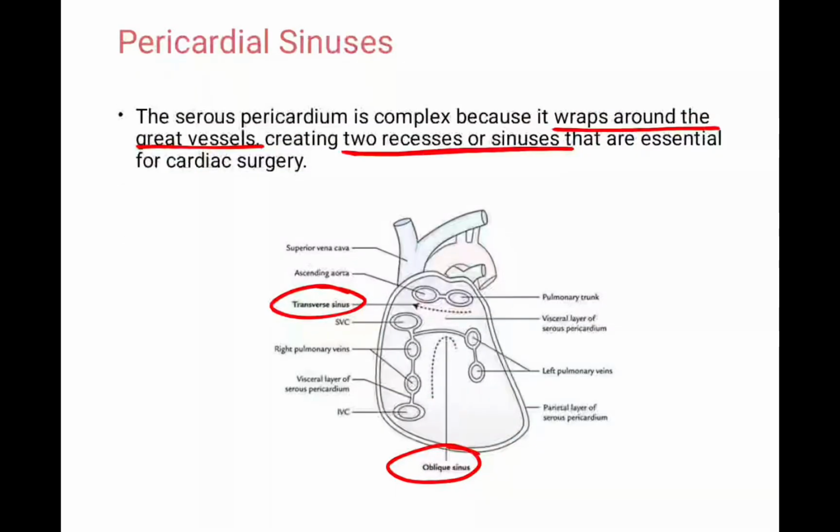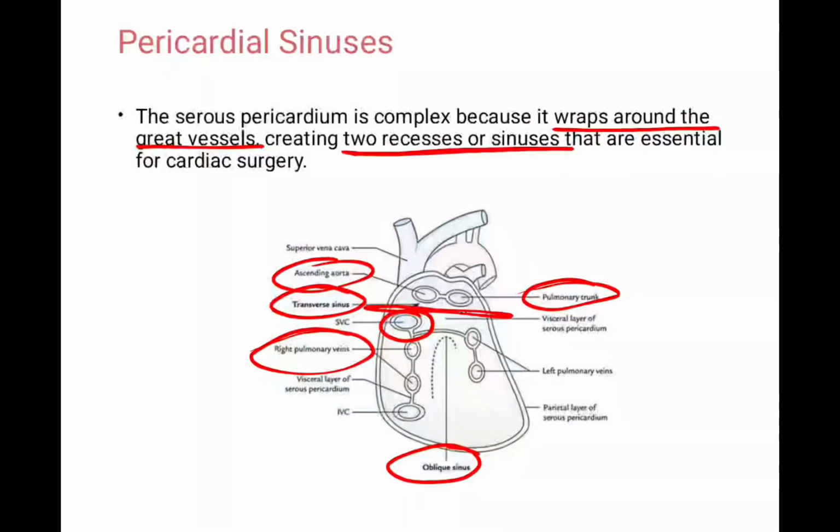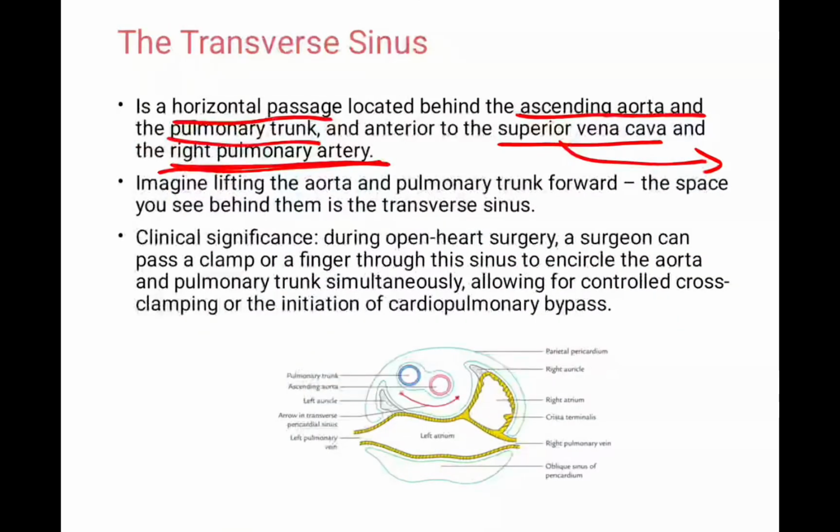If you look at this, you see that we have the ascending aorta and the pulmonary trunk in front of the transverse sinus. Then behind we have the superior vena cava and the pulmonary veins. Sorry, this is not the pulmonary artery, it's the pulmonary veins, please. So you have arteries anterior to the transverse sinus, and you have veins posterior to the transverse sinus. You should take this as a line.